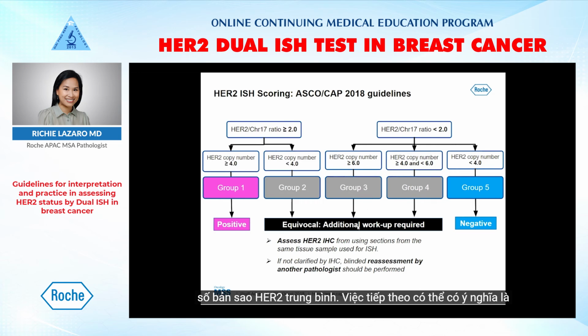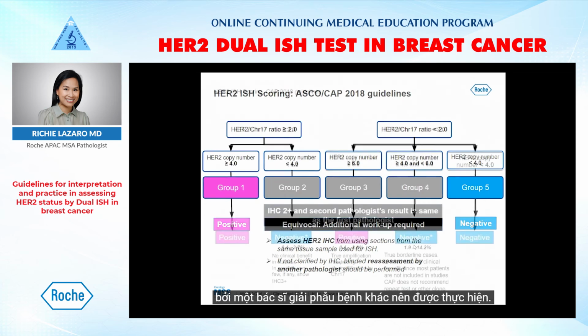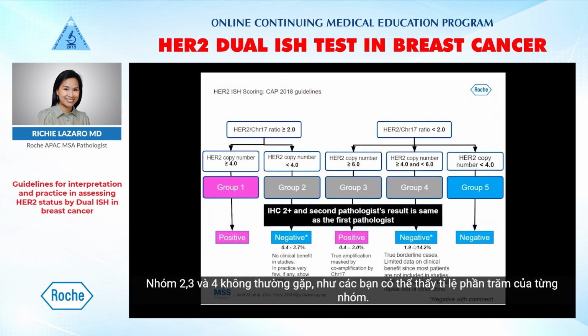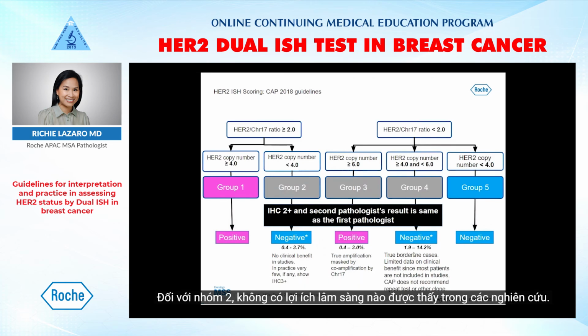The additional workup could mean assessing HER2 IHC from the same tumor sections as those used in ISH, or if the HER2 status is not clarified by IHC, a blinded reassessment of ISH by another pathologist should be performed. Groups 2, 3, and 4 are uncommon, as you can see from the percentages per group.